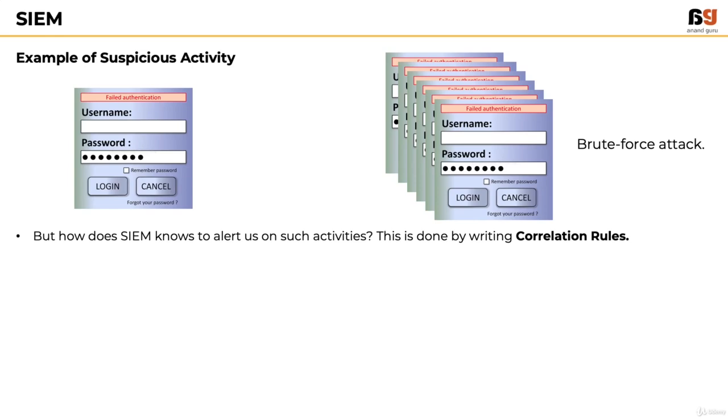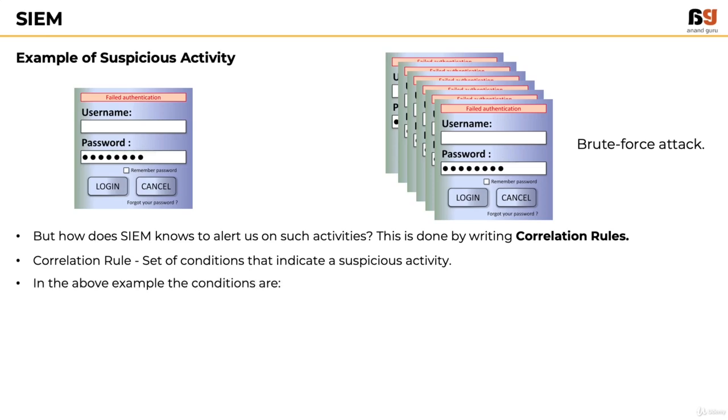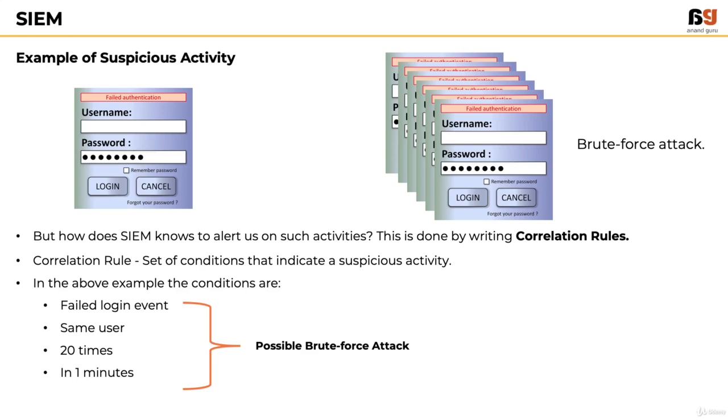But how does SIEM know to alert on such activities? This is done by writing correlation rules. A correlation rule can be defined as a set of conditions that indicate a suspicious activity. In the above example, the conditions are a failed login event, which should happen for the same user, and it should happen 20 times in 1 minute. When all these conditions are met, SIEM throws an alert. This alert could be named possible brute force attack.